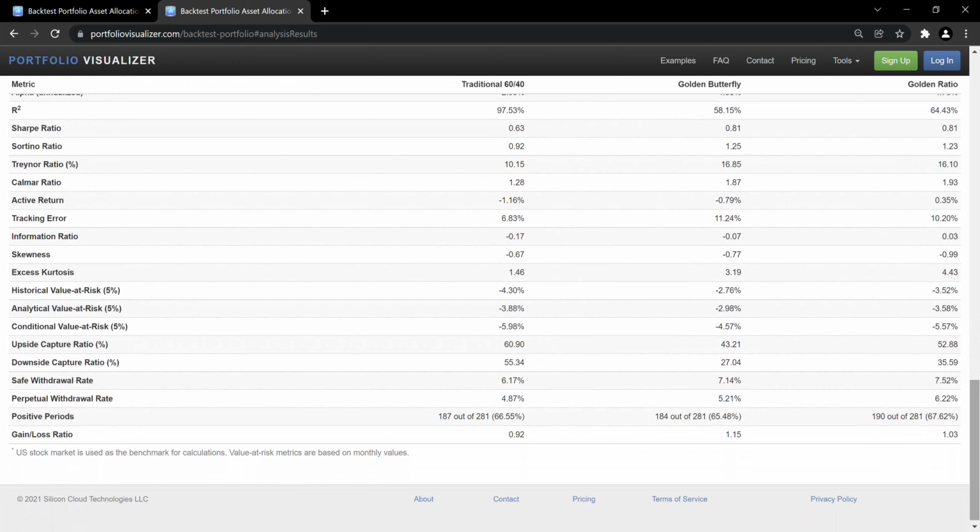And what I like to look at just on a relative basis is the safe withdrawal rate and perpetual withdrawal rate. That really these two risk parity style portfolios can withstand much larger drawdowns than this kind of traditional 60/40 portfolio. And you can get a nice feel for that as to how much better they are in that metric by looking at those two metrics there, the safe withdrawal rate and perpetual withdrawal rate.